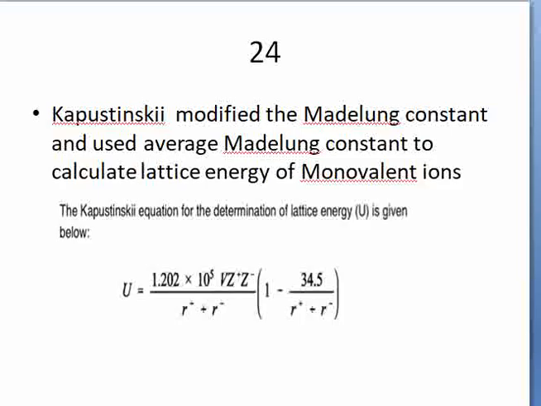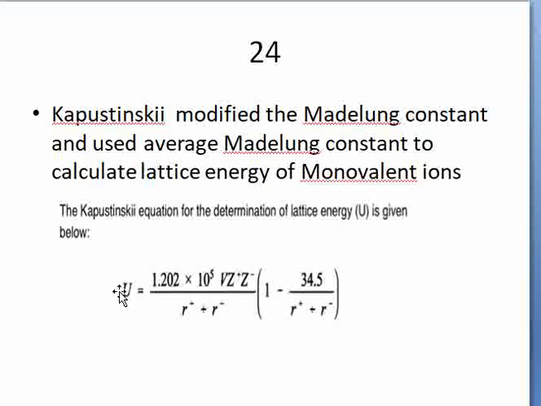As I told, Born-Landé and Born-Mayer equations can be used to calculate the lattice energy of different ions. They can be used for monovalent ions and divalent ions. The formula will change. But Kapustinskii modified the equation by using the Madelung constant. He modified the Madelung constant to fit the equations to the different ions, so we can use it for monovalent ions and divalent ions without regard to the nature.